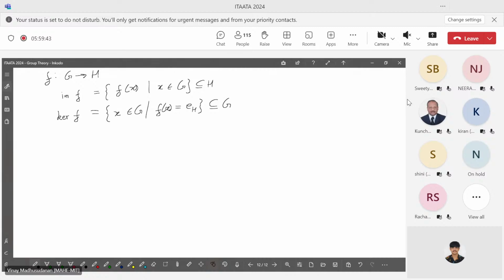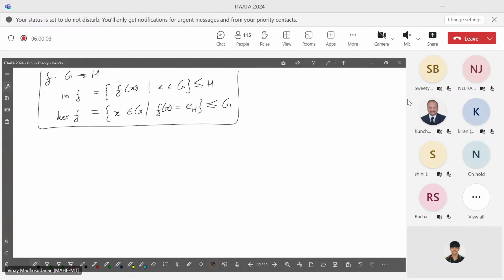Okay, and you already know these are in fact not merely subsets but subgroups. This is also well known. Fine, just keep it in mind.